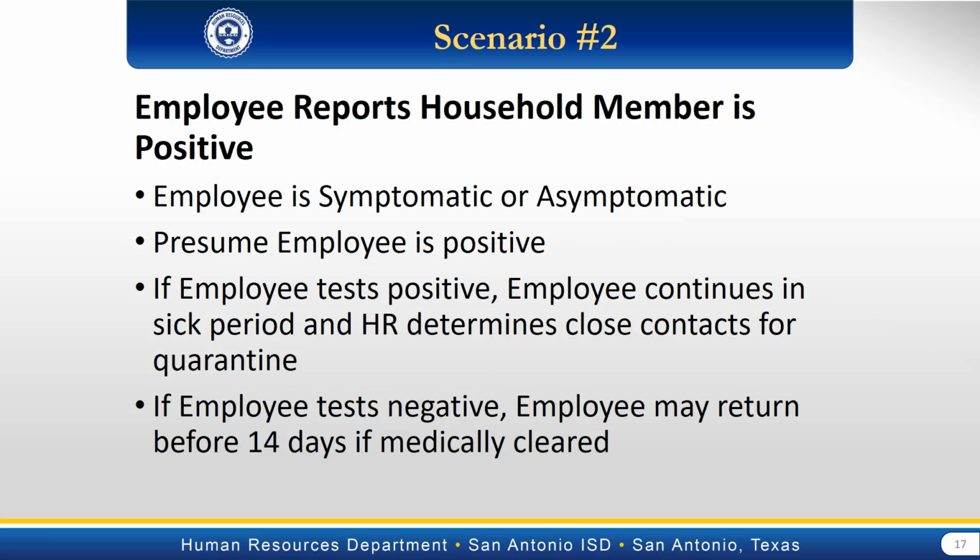In scenario two, an employee reports a household member having tested positive. Whether the employee is symptomatic or asymptomatic, if it's a household member, then we presume that the employee is positive. If the employee does test positive, the employee will continue in the sick period and HR will determine any close contacts in the workplace for self-quarantining. If the employee tests negative, the employee may return before 14 days if medically cleared. And again, employee benefits will be in close communication with the employee to make sure that they're cleared to return.